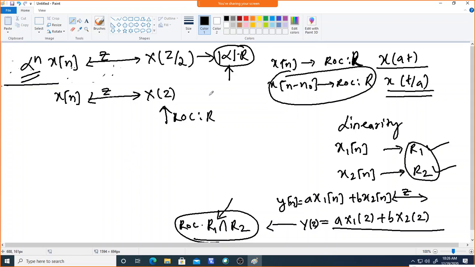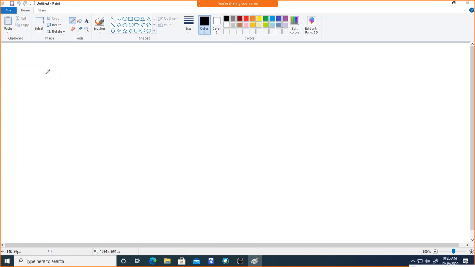So this is about the ROCs, which I left out while discussing the properties. You need to take care of the ROC of the Z transform. Now we will go to the next one, the time expansion property.